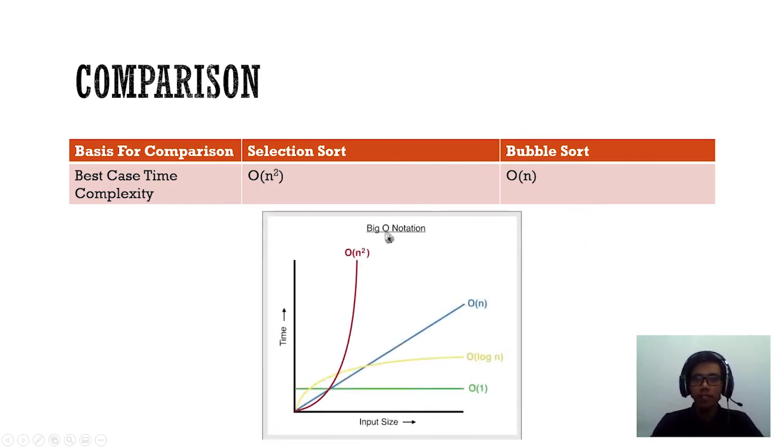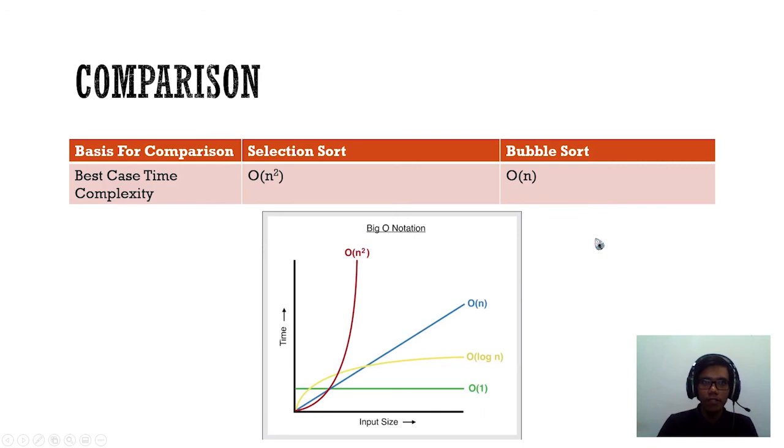Below here we can see the line chart for the big O notation. For example, selection sort uses O(n) square, this red line. It depends: the more data input, the more time taken to process the algorithm. Now we compare with O(n), the blue one. We can see that it takes less time to complete the algorithm compared to the selection sort. So we can conclude that bubble sort is much better compared to selection sort.